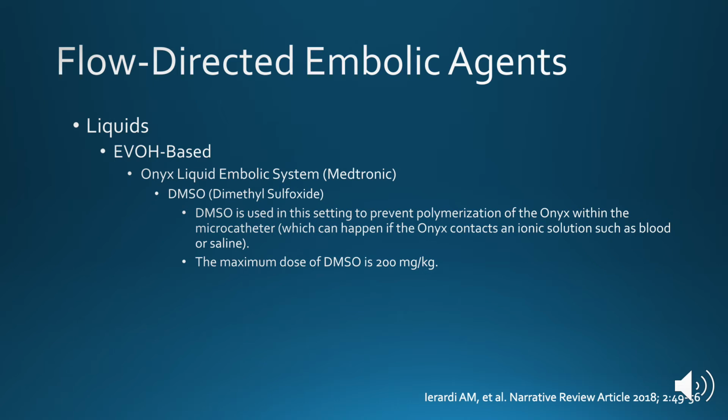DMSO is used in the setting of embolization to prevent polymerization of Onyx within the microcatheter, which can happen if the Onyx contacts an ionic solution such as blood or saline.